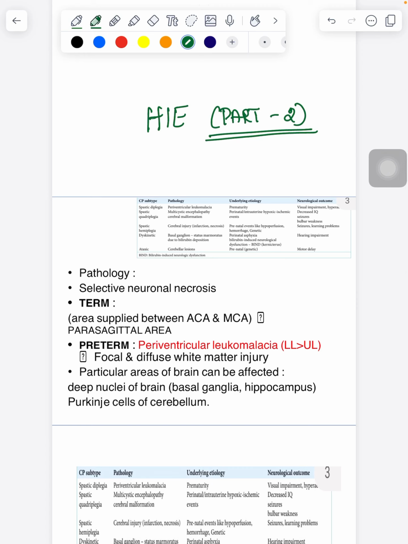Today we will talk about HIE part 2, that is Hypoxic Ischemic Encephalopathy part 2. In this video we will cover the pathology behind HIE and the treatment part. So this finishes our Hypoxic Ischemic Encephalopathy.